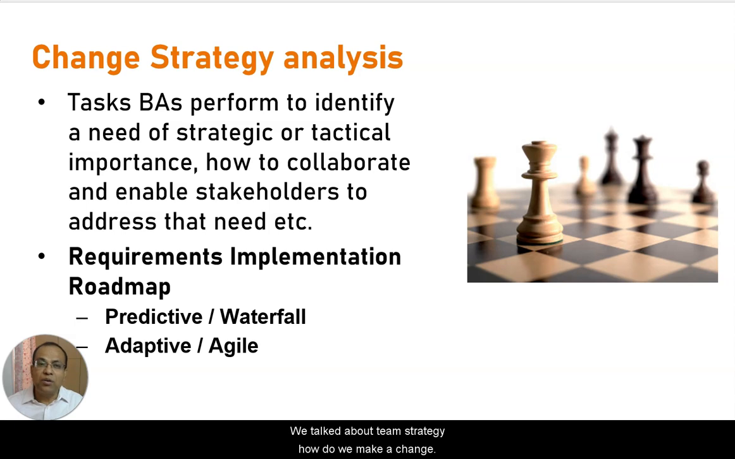Then we talk about change strategy analysis, which means how do we make a change happen? Every organization has a different aptitude for change, how much change they can accept. In general, in the software industry, we talk of two primary approaches: one we call the predictive or waterfall approach, and the other the adaptive or agile approach. This is something business analysts need to think about: what would be the best change strategy for the organization that they are working with.